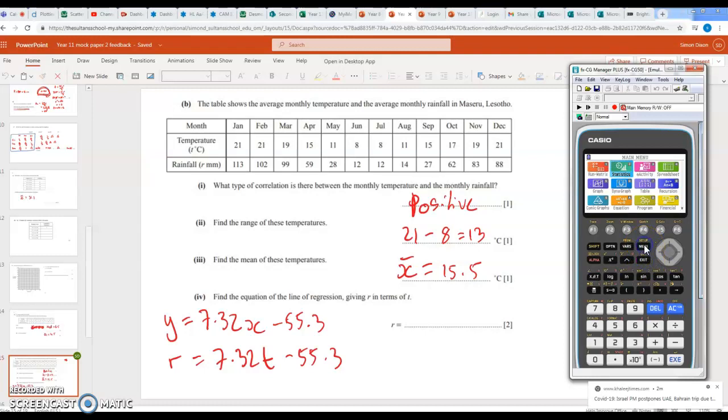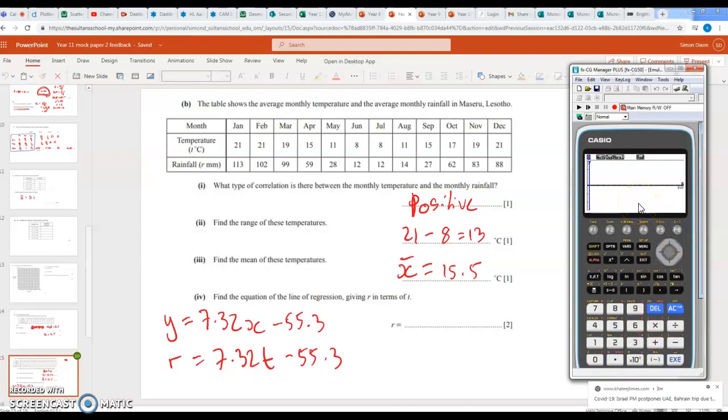Now, we can actually draw that line and see what it looks like. So let's just go back to the main menu and go to graphs. And again, delete everything. Okay, delete everything first because otherwise you'll get confused. Okay, so we're going to put that line in. Y is equal to 7.32x minus 55.3. Okay.